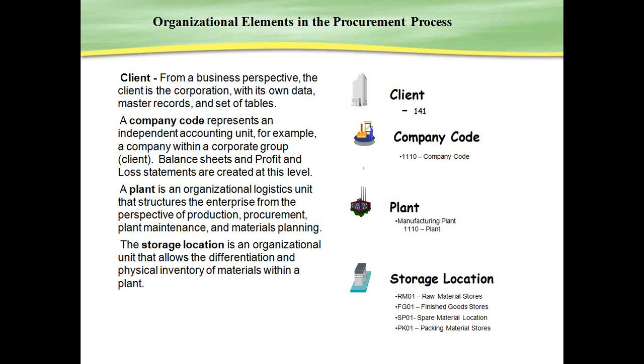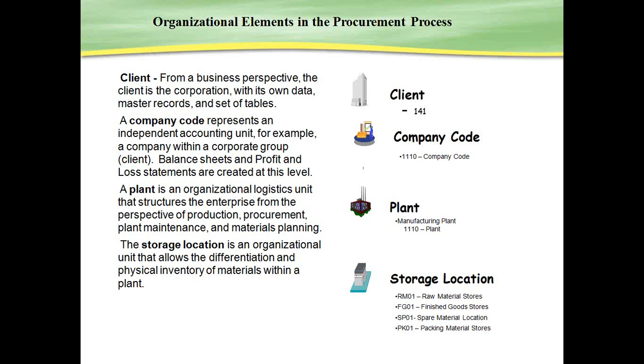Now, the plant is an actual physical location where the manufacturing process will be done or goods will be manufactured and the procurement will take place. So the actual working location is a plant. After that, the last key is a storage location. Basically, storage location is the key which is used to identify the exact location of the material within the organization.